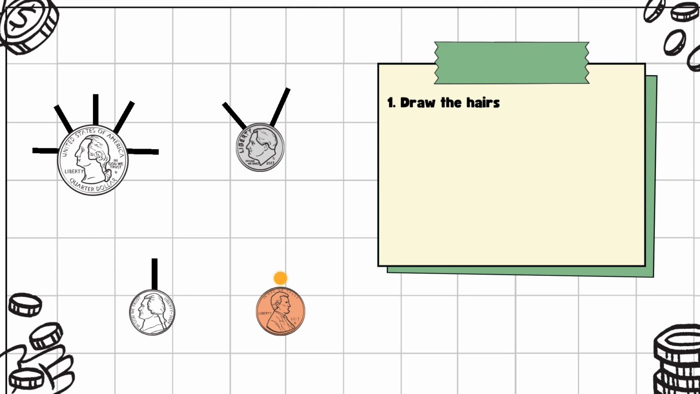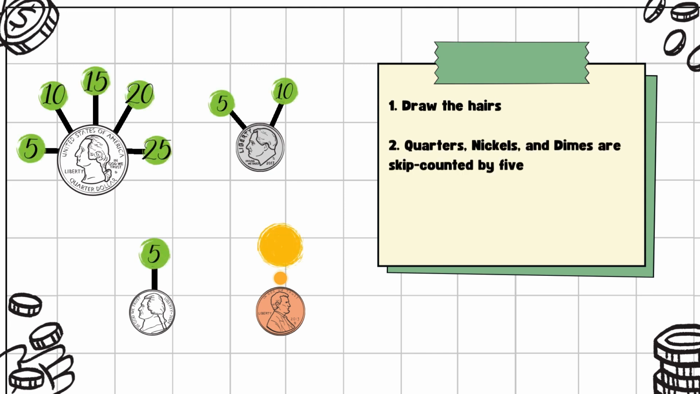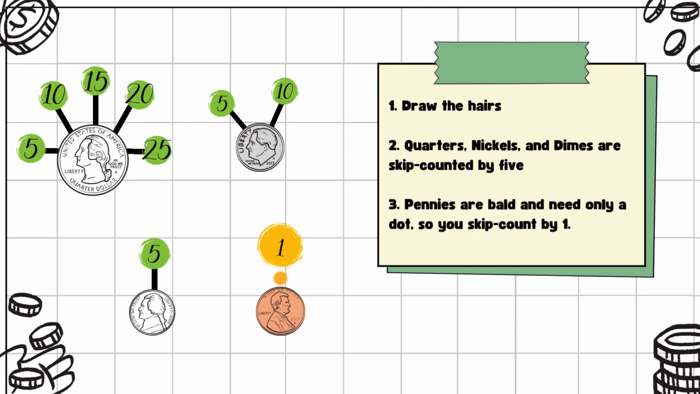Tips on using the hairy money strategy. You will need to label your hairs before you start. Once you label the hairs, you can start skip counting. Remember that quarters, nickels, and dimes are skip counted by 5, but pennies are bald and will only need a dot, so that you can skip count by 1.